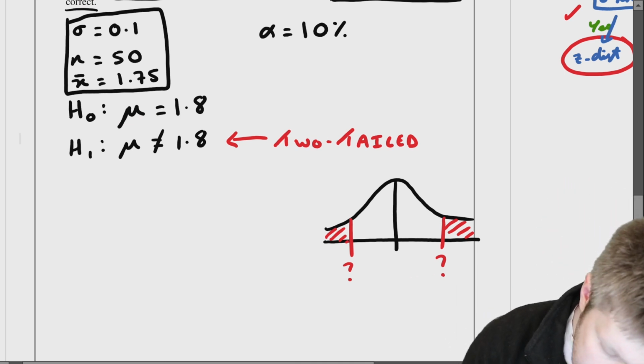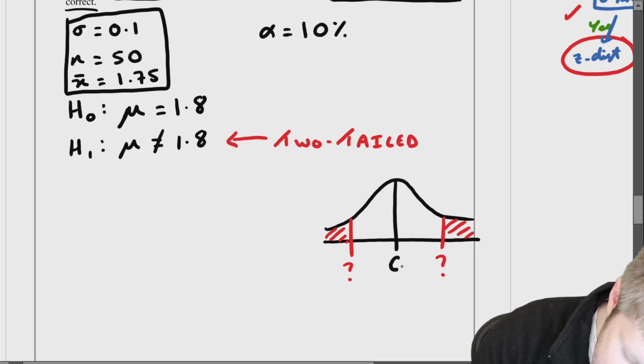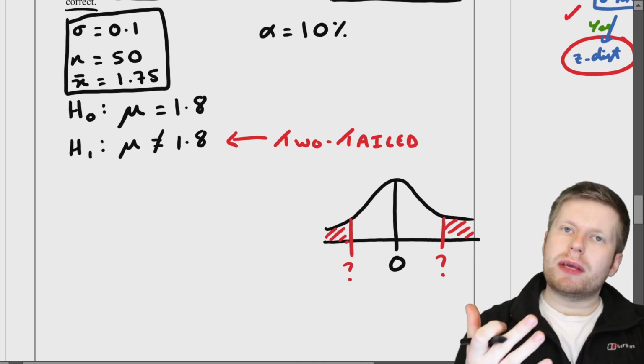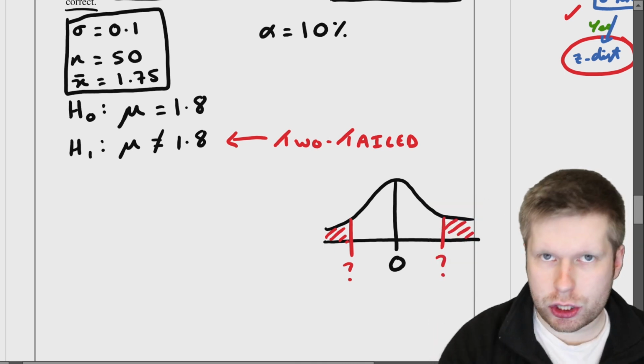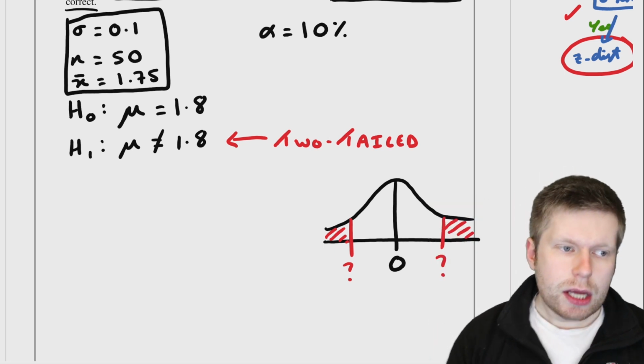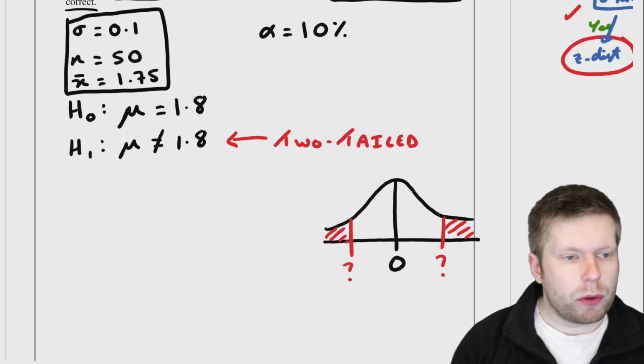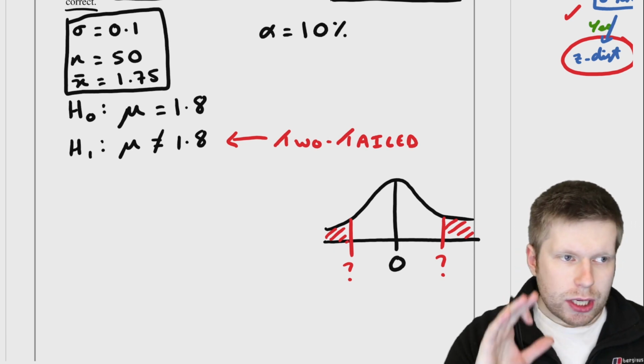Now, just for consistency, I'm going to change that 1.8 to 0 because the critical values are going to be given in terms of units of standard deviation from the hypothesized mean. So I'm going to put that to 0. Then it'll be easier to see. So let's figure it out.